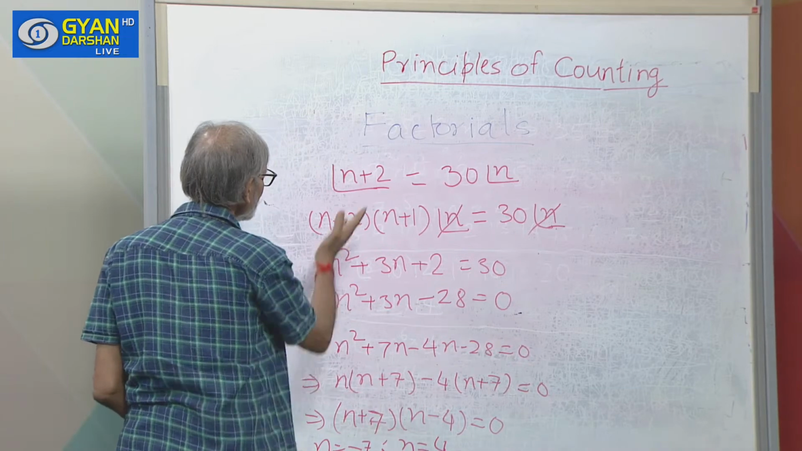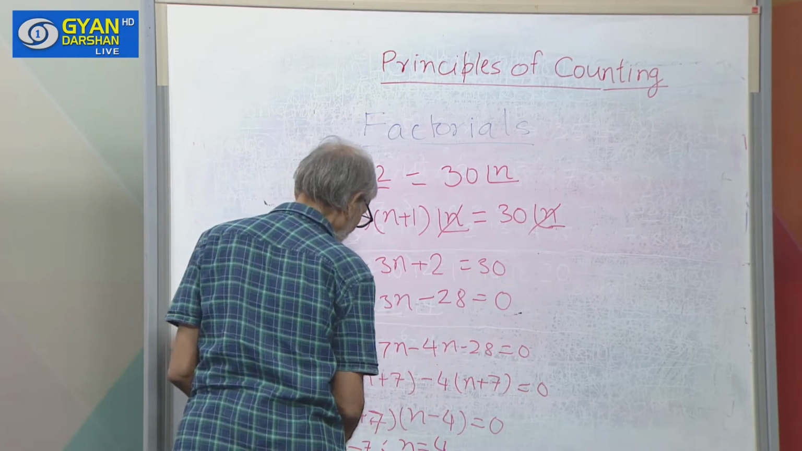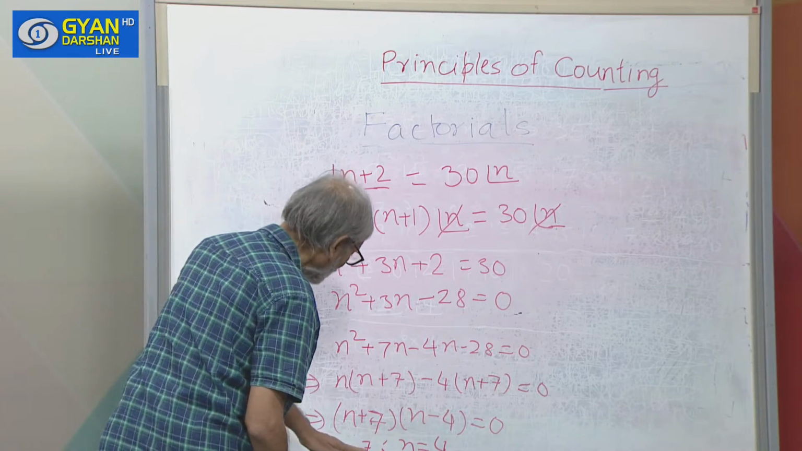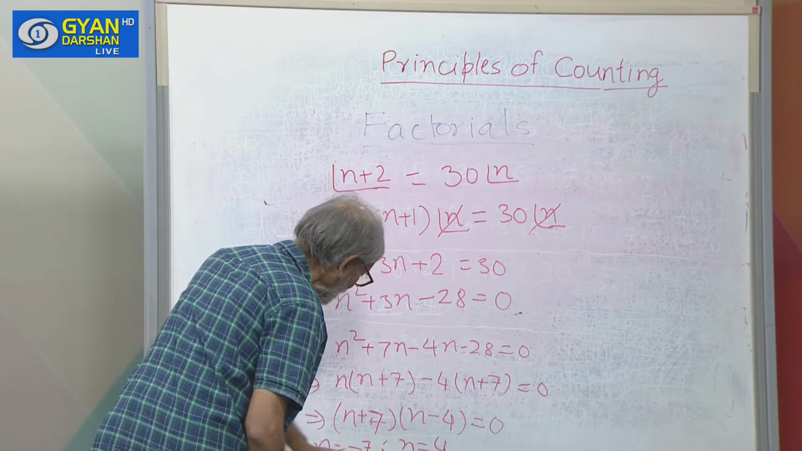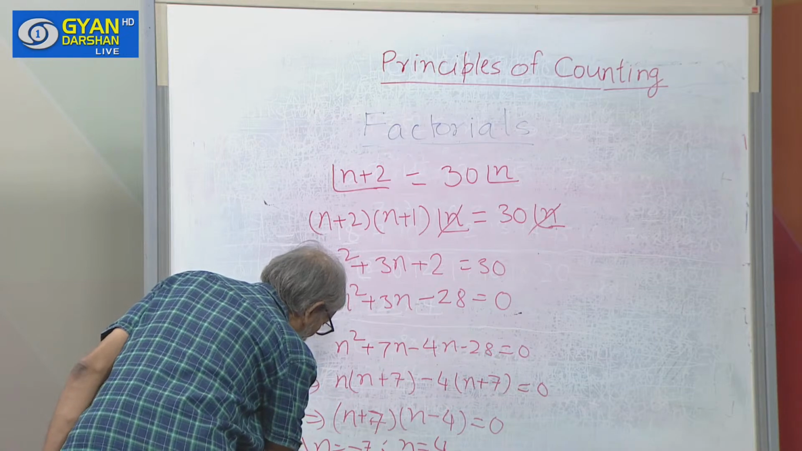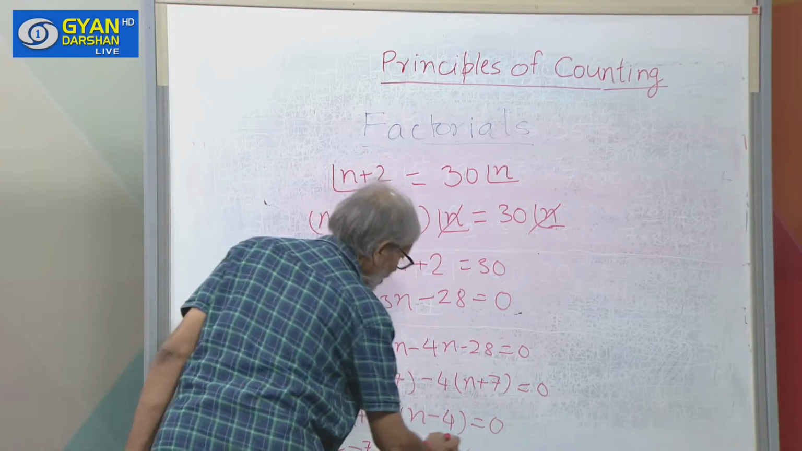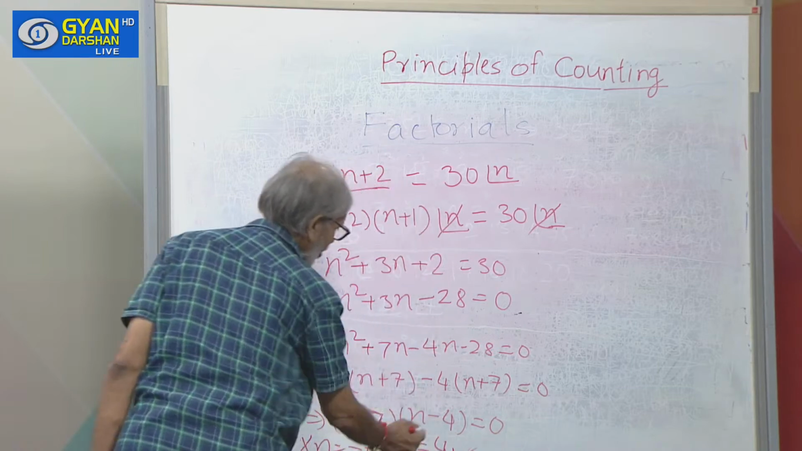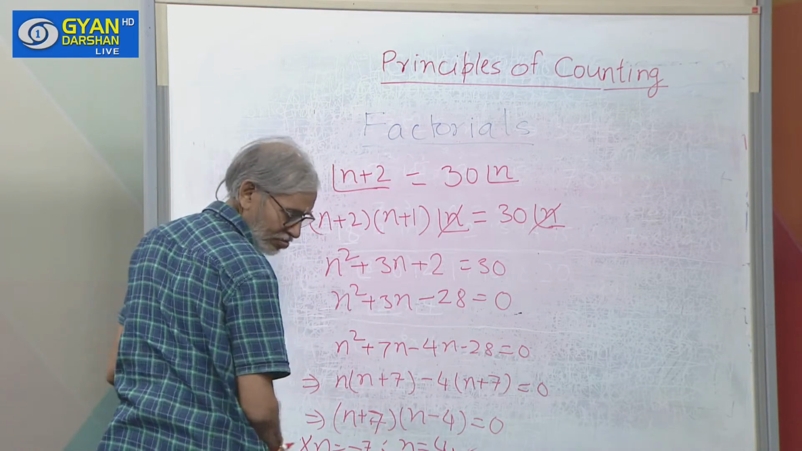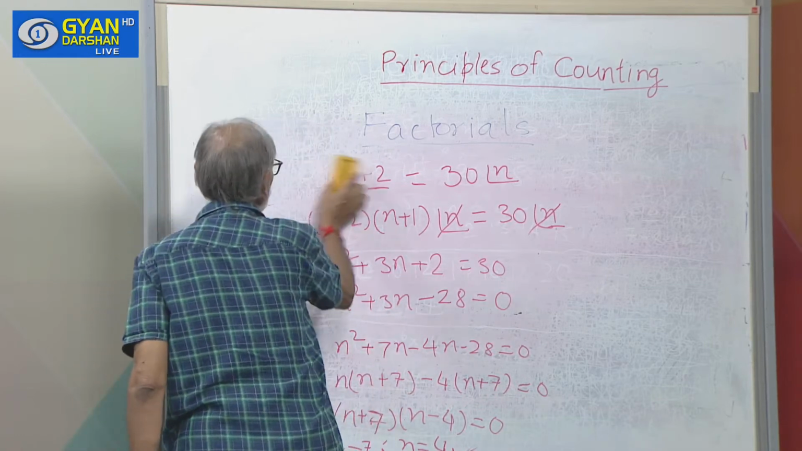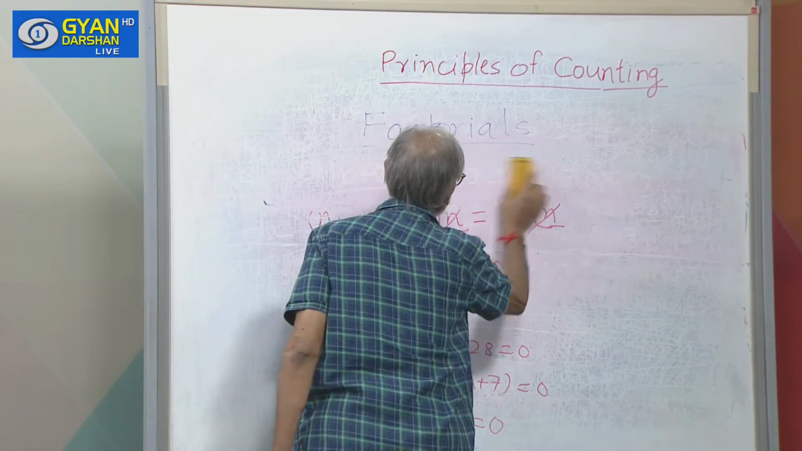Since n is an element of natural numbers, n equal to minus 7 is not possible. So, the value of n will be this one, n is equal to 4. So, this is how you can solve the problems based on factorials.